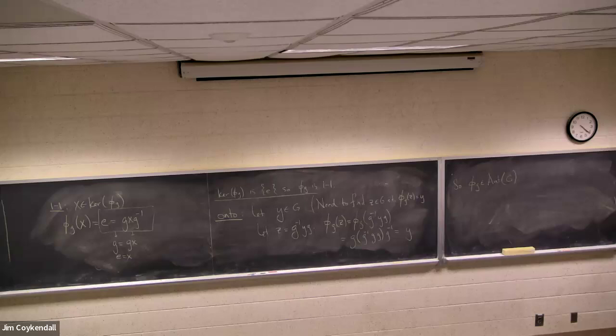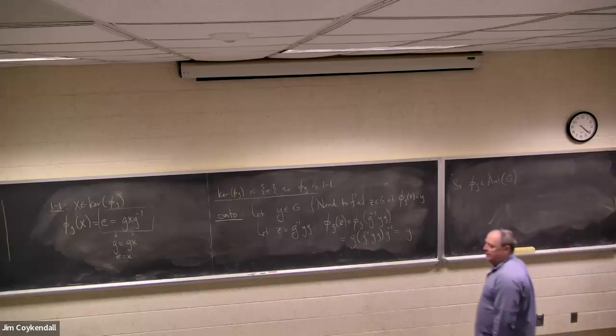By the way, this automorphism is totally boring unless the group is not abelian. If the group is abelian, this automorphism is always the identity, right? Because if you conjugate something and everything commutes, then it doesn't do anything to it. Any questions?